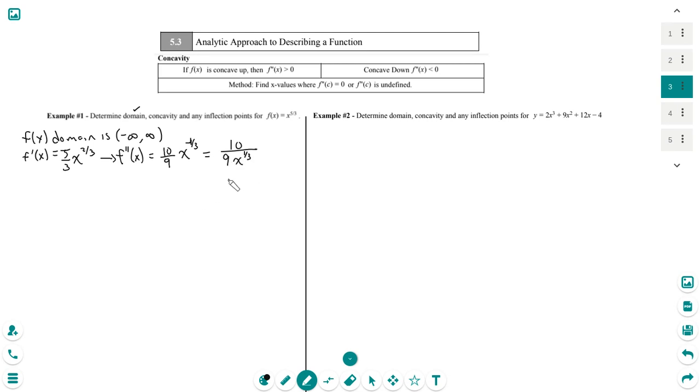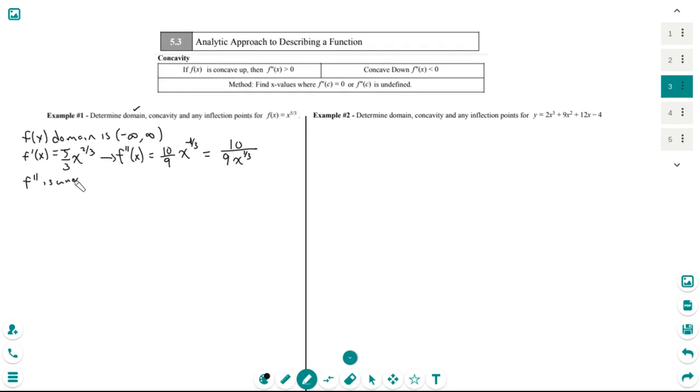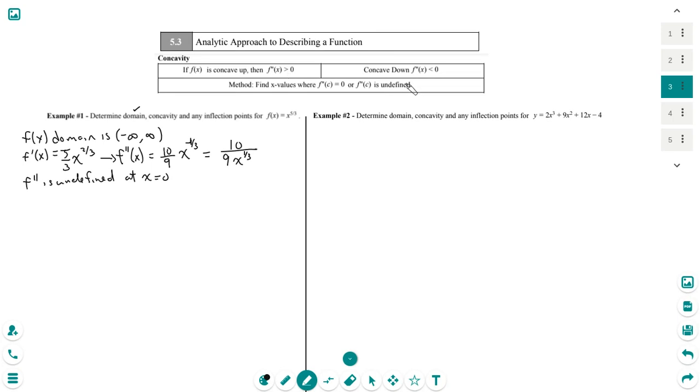All right, so now I need to determine if there are any zeros of this function. Since the numerator has no variable, there are no zeros. But it is undefined. The denominator is 0 when x is 0. So f double prime is undefined when x is equal to 0. That's the point that I'm going to use to test where the second derivative is positive or negative.